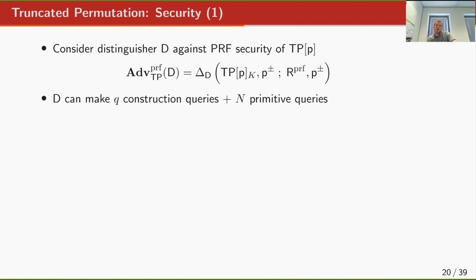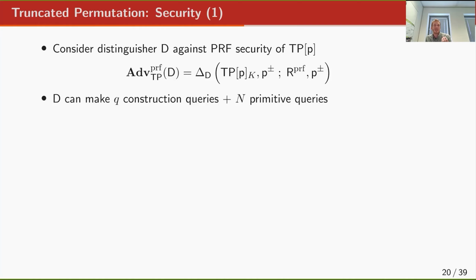Because if you think about what security we would need of this truncated permutation, we want it to behave like a random function. So typically we want to look at what we call PRF security of the truncated permutation on top of the permutation and the key. It is the distance from this truncated permutation to a random function, which I now call RPRF, a random function with the same domain and range as the truncated permutation. This is the typical statistical distinguishing advantage that we see in these proofs.